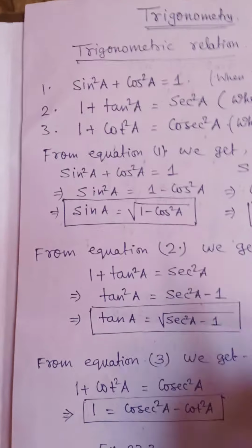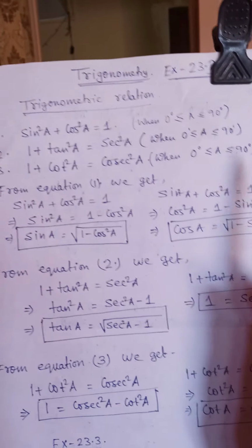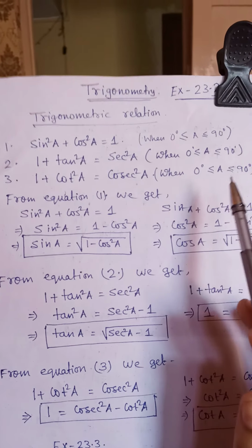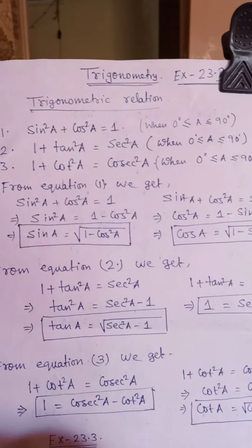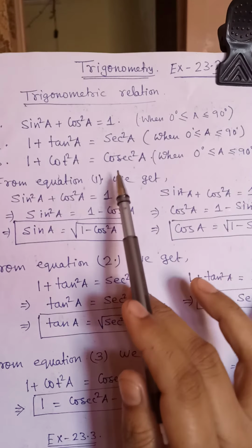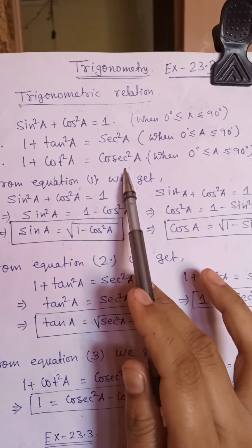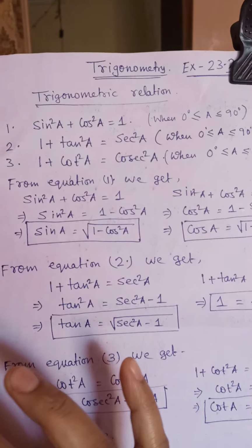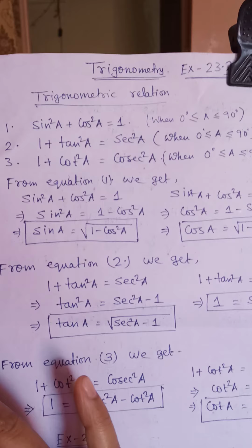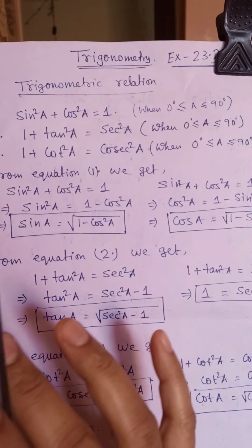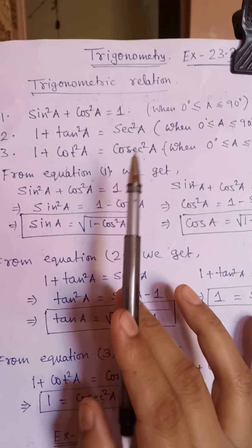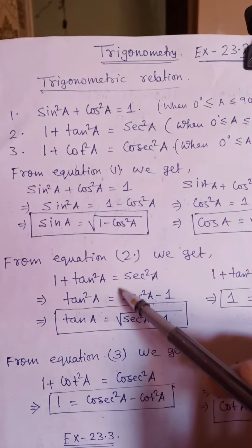So these three formulas: sin square theta plus cos square theta equals 1, where theta, whatever it may be, lies between 0 to 90 degrees; 1 plus tan square theta equals sec square theta; and 1 plus cot square theta equals cosec square theta. I have explained how we have derived these three formulas. These three formulas are the master or main formulas based on which we can derive many other formulas.